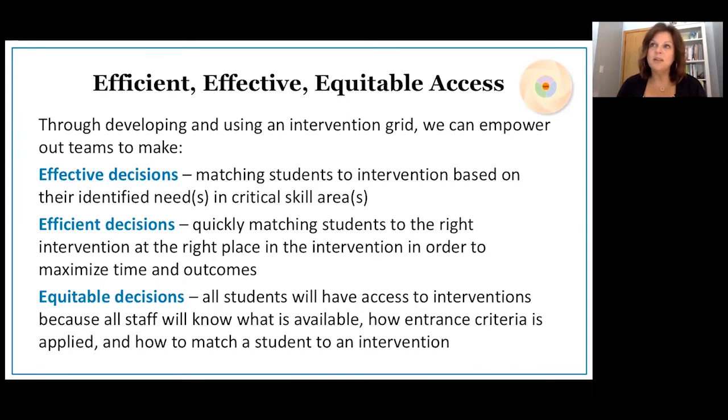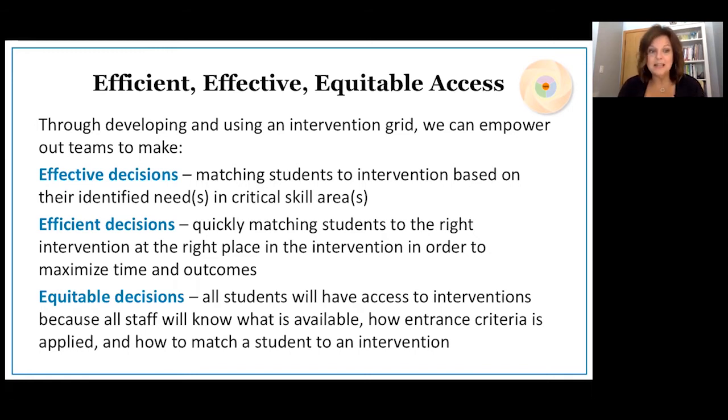So I hope you can relate somewhat to this. And it's just fairly frustrating. So this makes the intervention grid just super powerful. It provides clear entrance criteria for each intervention that we have in a school so that a student can be matched to an intervention in literally a matter of a few minutes after the team reviews their data. And you're going to get to practice that in a few minutes and see the power of that.